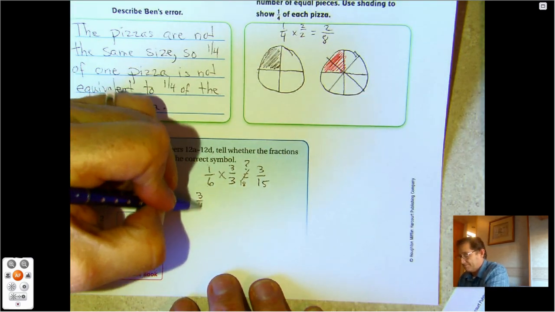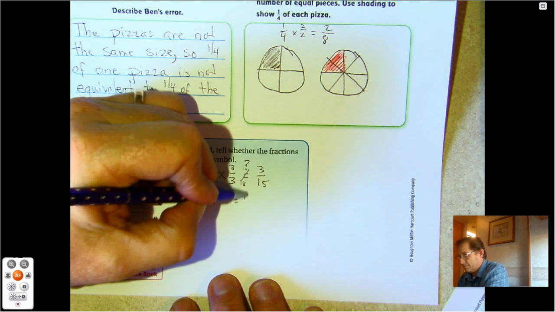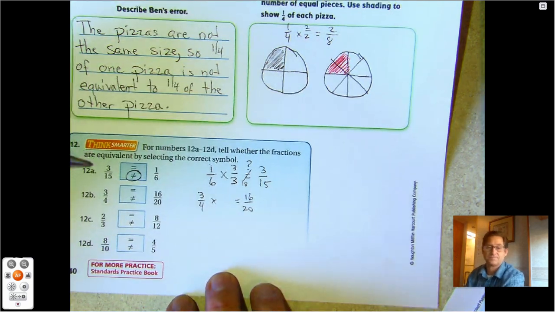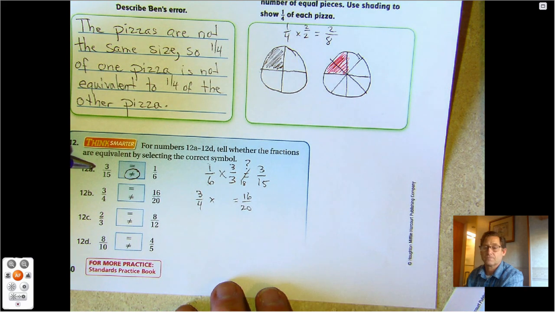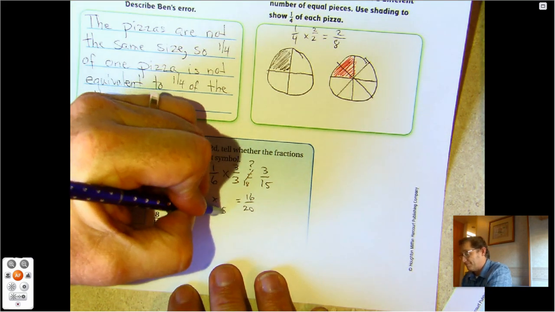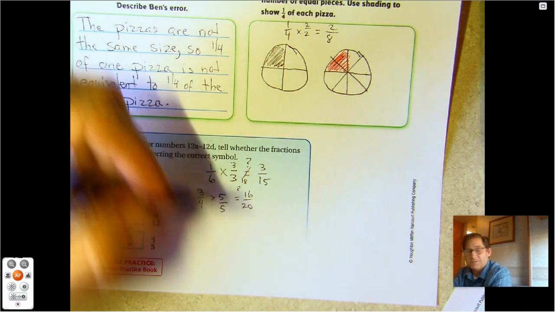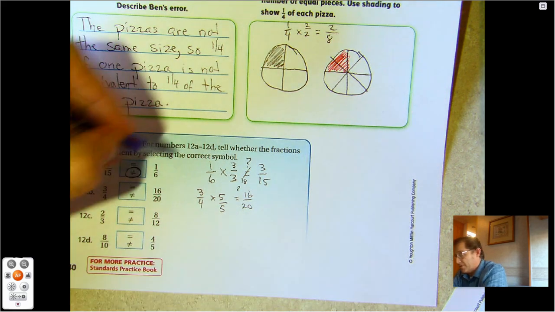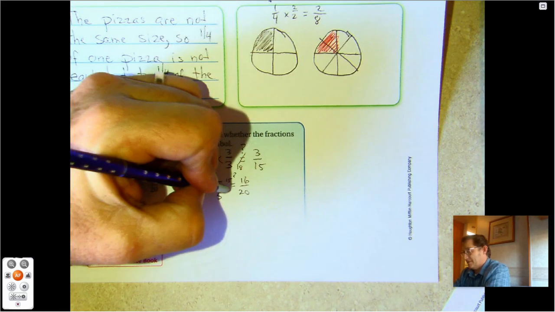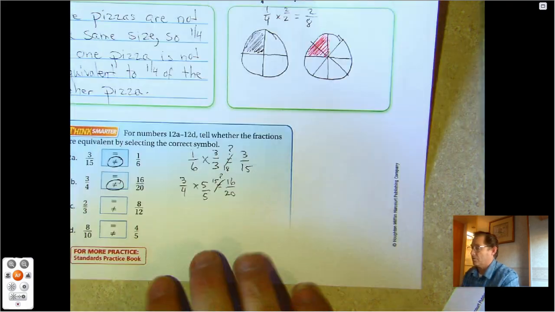3/4 times what could give me 16/20? 4 times 5. Okay, so if the denominator is 4 times 5, that gives me 20. Is 3 times 5 16? 3 times 5 is 15. So those are not equal.